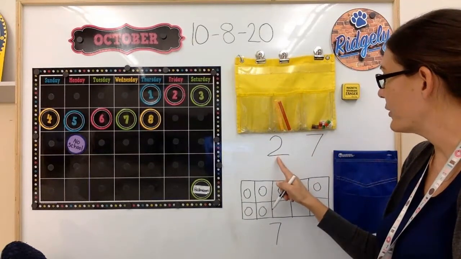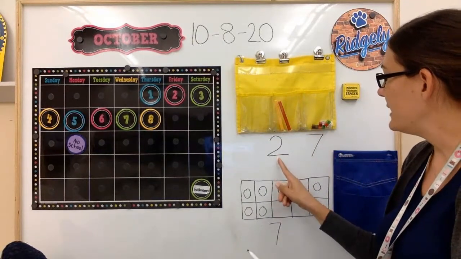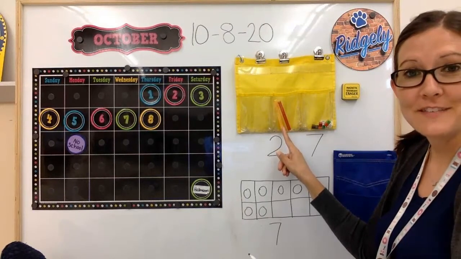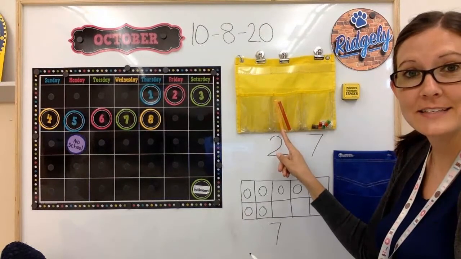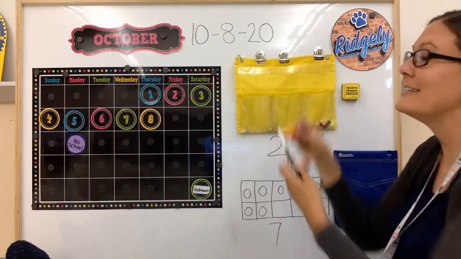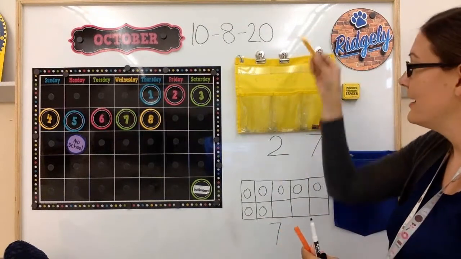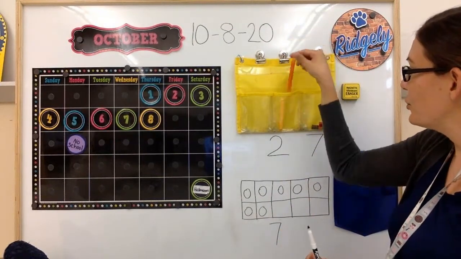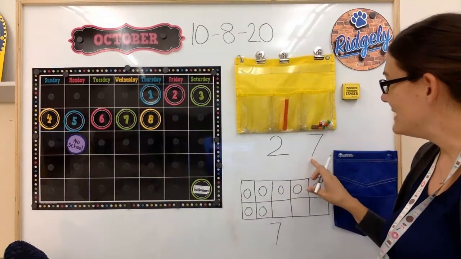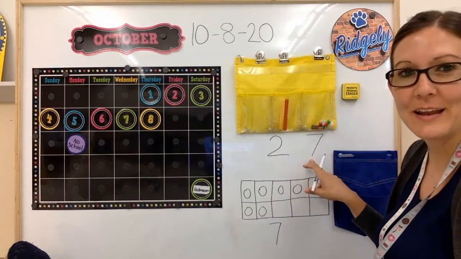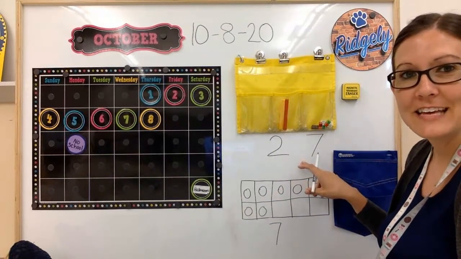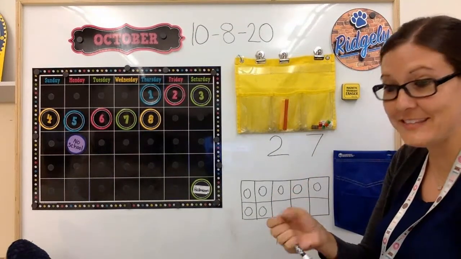Okay, come over here to our tens column. How many 10s are in there? 2. And what's the value of 2 10s? 20. Remember, we count each one by 10 because they're worth 10. 10, 20. 2 10s and 7 ones. We read that number as 27. Today is the 27th day of school.